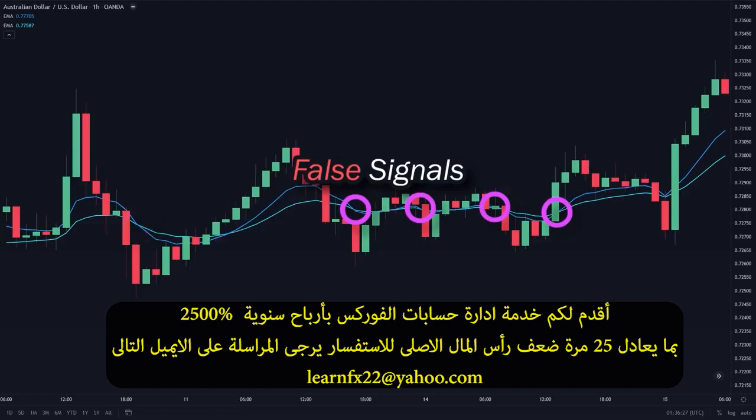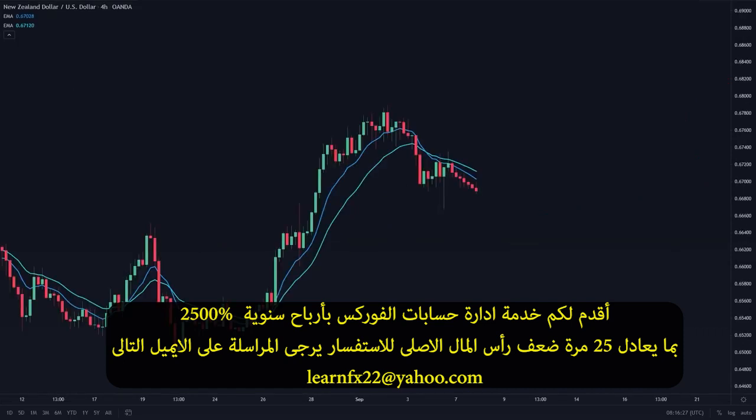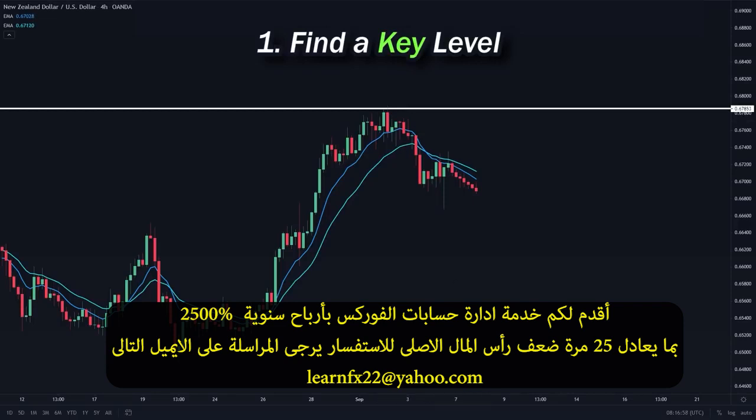So instead, you want to use this indicator as a secondary tool to confirm a reversal, and this is how you do it. So again, the first step is you want to find a key level for the price to bounce off, and we actually spotted a resistance level up here, as price goes up, hits and reverses downwards.